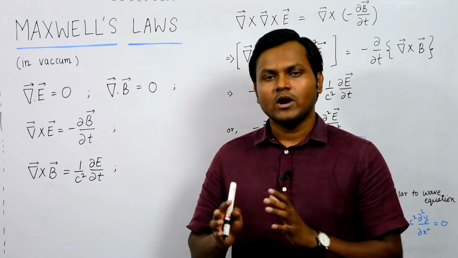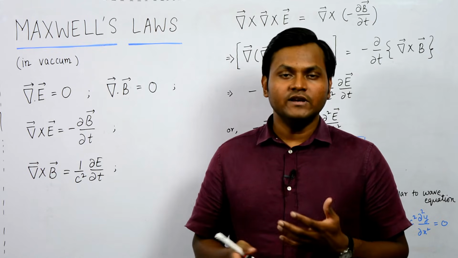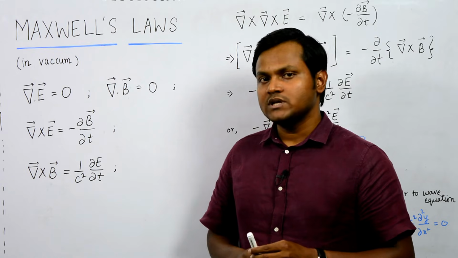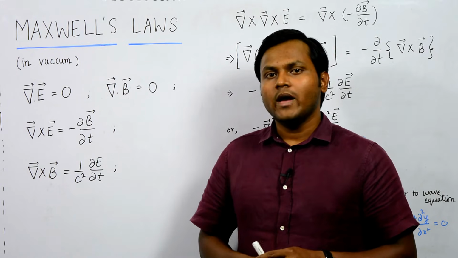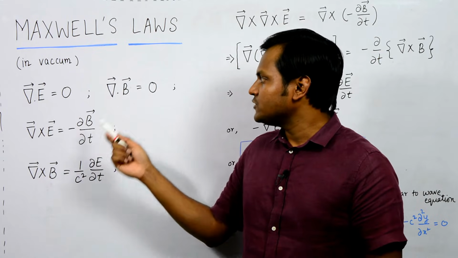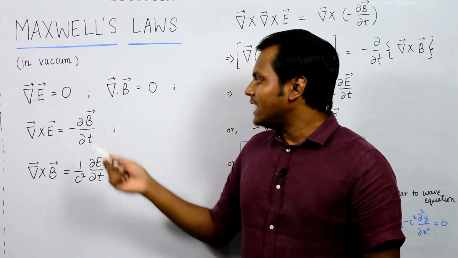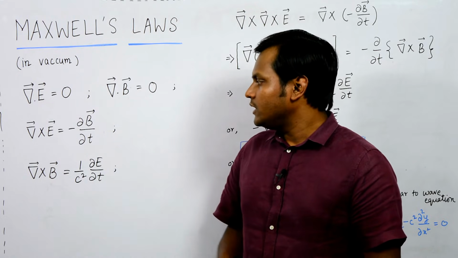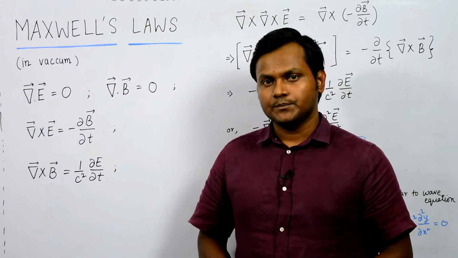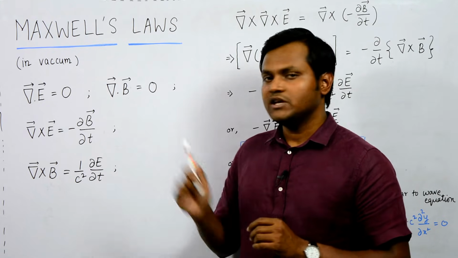These equations describe the behavior of charges at rest, charges in motion, electric fields, and magnetic fields. Here I have written Maxwell's equations in vacuum, where there is no presence of charges or electric currents. The first and second Maxwell's laws tell us about the divergence of the electric field and the divergence of the magnetic field, and the third and fourth equations tell us about the curl of the electric and the magnetic fields respectively. I will not go into detail about the physical meaning behind each individual equation.